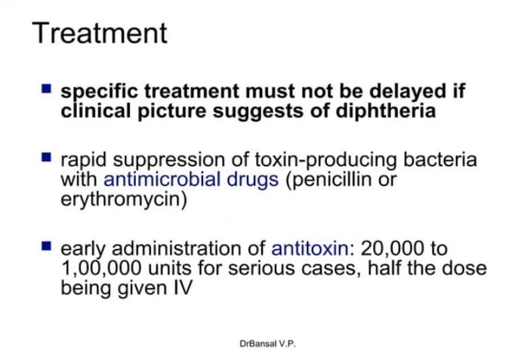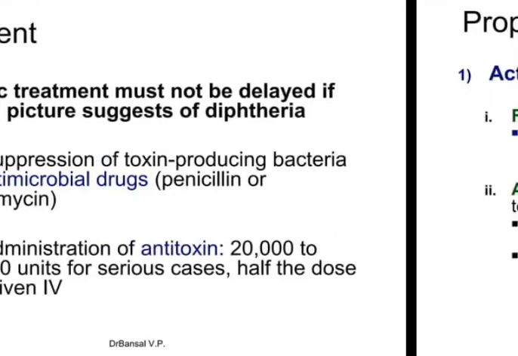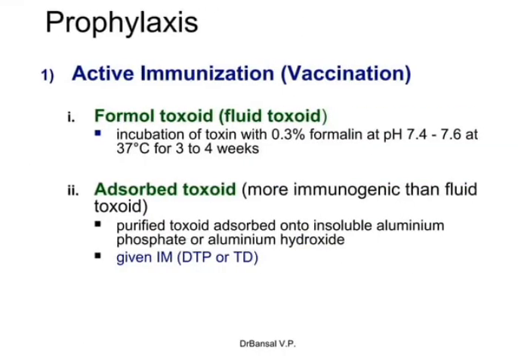Now the treatment. Specific treatment must not be delayed if the clinical picture suggests diphtheria. Rapid suppression of the toxin-producing bacteria with antimicrobial drugs like penicillin or erythromycin should be given. Early administration of antitoxin, 20,000 to 1 lakh units for serious cases, with half the dose given IV. Prophylaxis: active immunization by vaccination; formol toxoid and adsorbed toxoid can be given for diphtheria and tetanus.